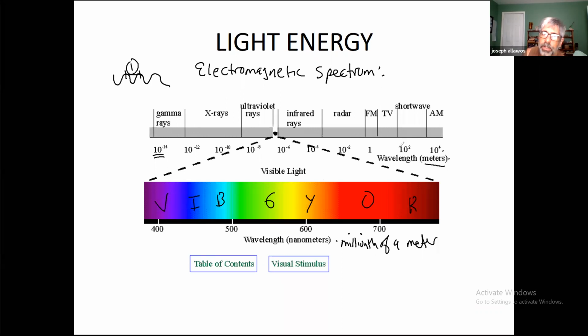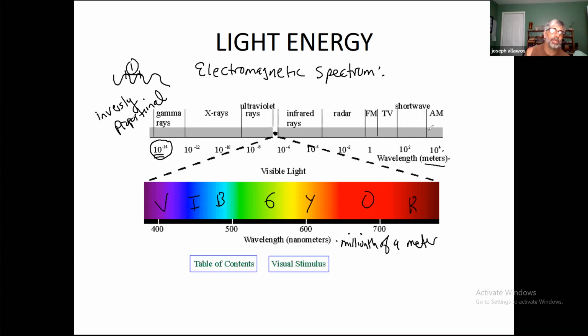And what I want to tell you is that there is a relationship between the wavelength and the amount of energy that particular wave has. And it turns out that the relationship is inversely proportional. What does that mean? It means the smaller the wave, the greater the energy, right? So gamma rays have more energy than X-rays, which have more energy than ultraviolet light, which has more energy than visible light, et cetera, et cetera. AM radio waves have the least amount of energy.